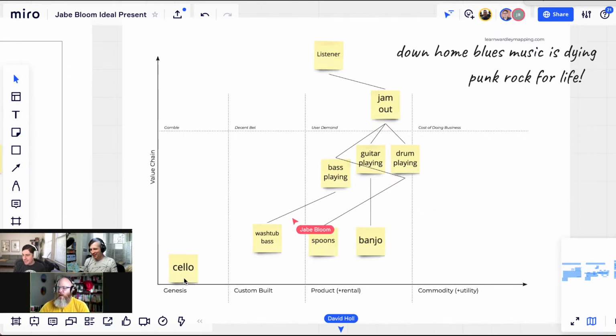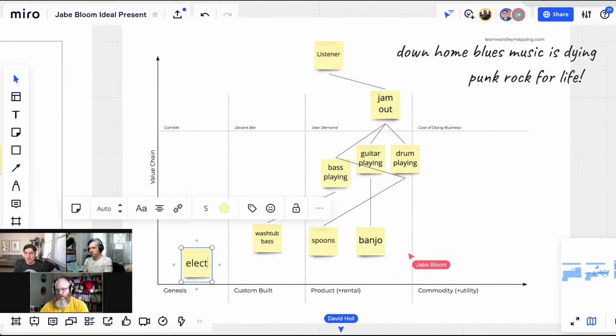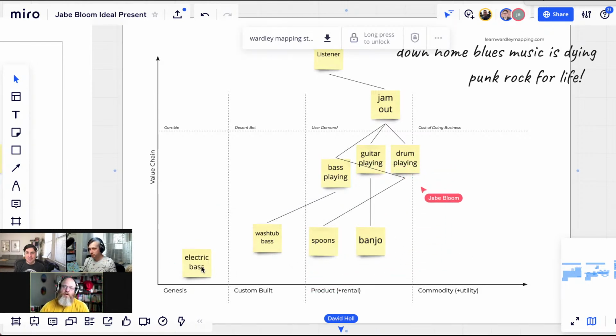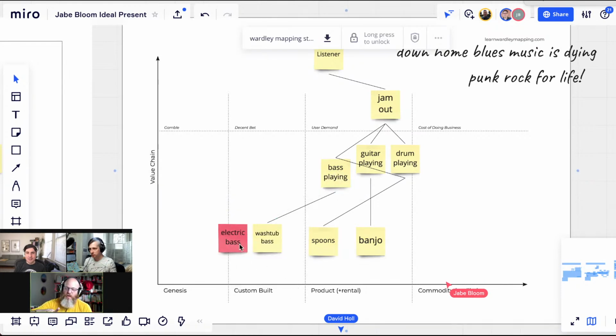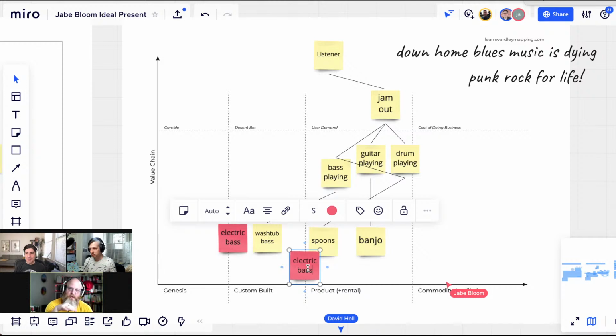So now we've got to say, okay, we need our bass player to learn how to play an electric bass, not a washtub bass. We need our guitar player to learn how to use an electric guitar. We need our drum player to learn how to use drums, right? Those are the interventions.